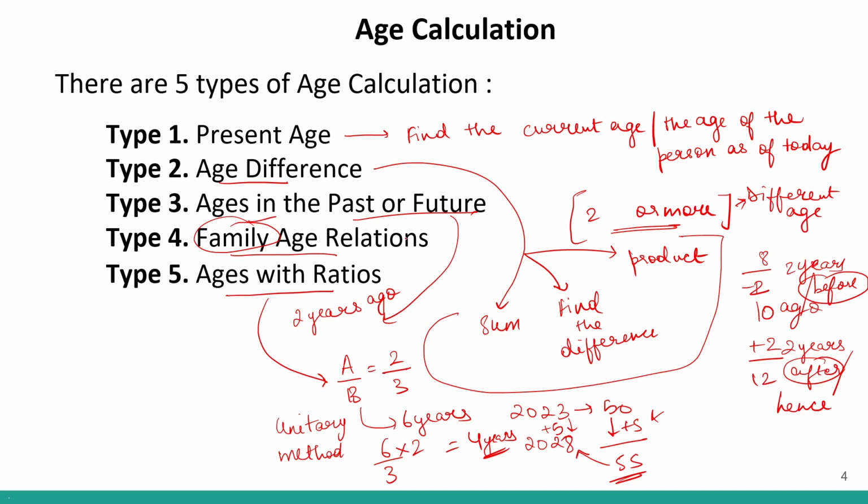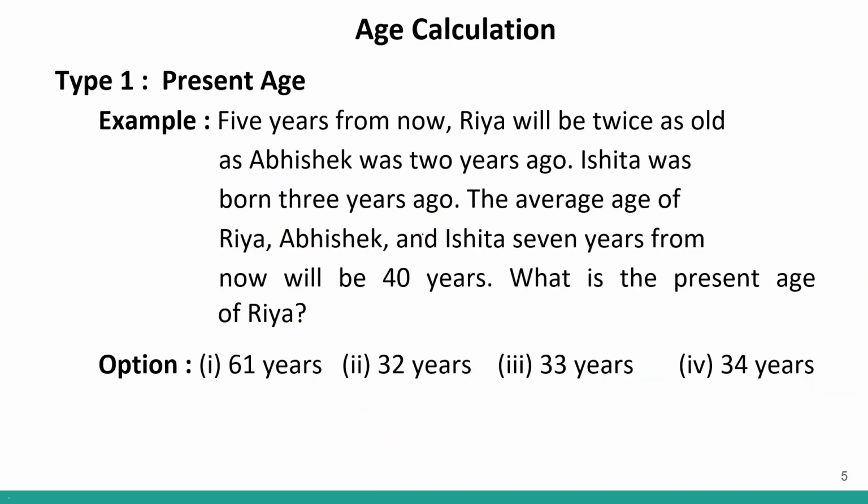So, these are the only 5 types of questions that you can get in age calculation. In today's lecture, we will understand each type with a question so it becomes clear to you. Okay. So let us start with type 1, present age. Present age, we have to find the current age. You can also say current age.